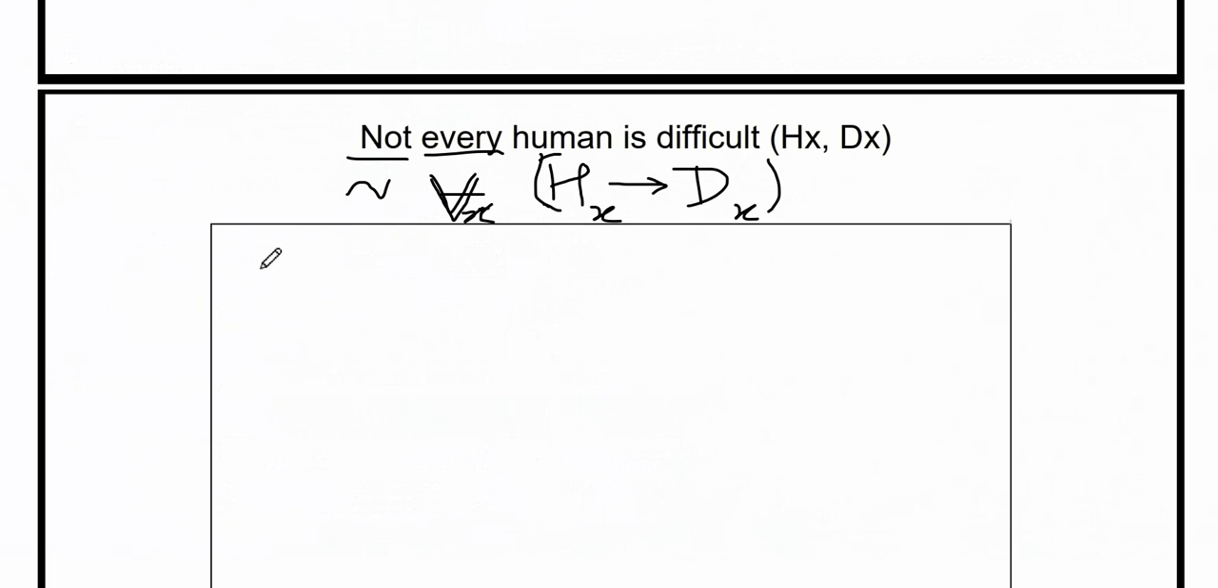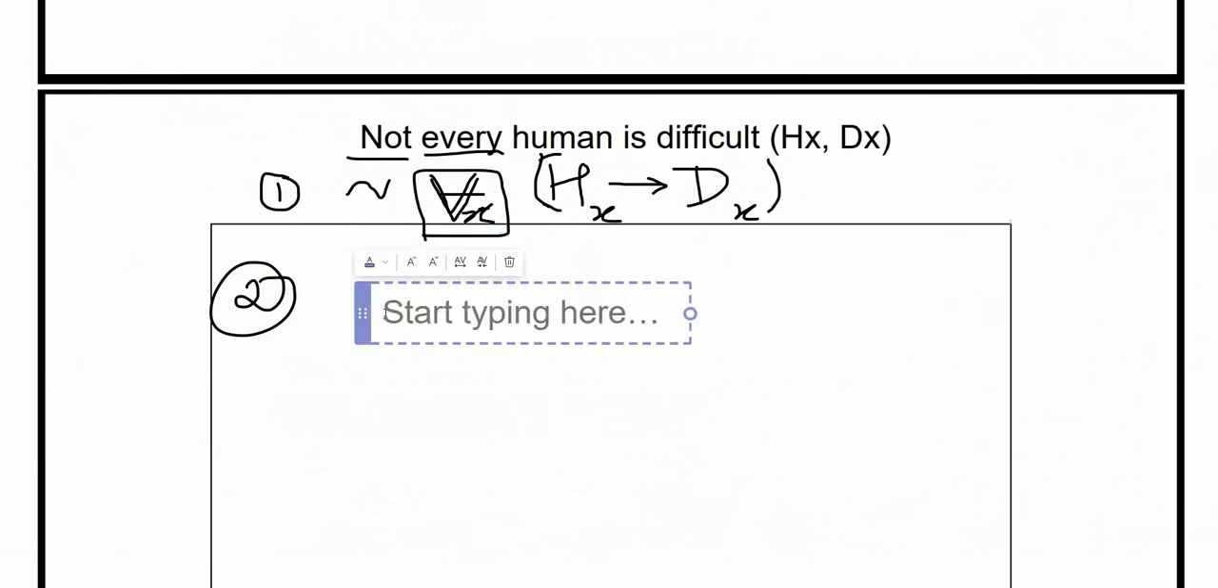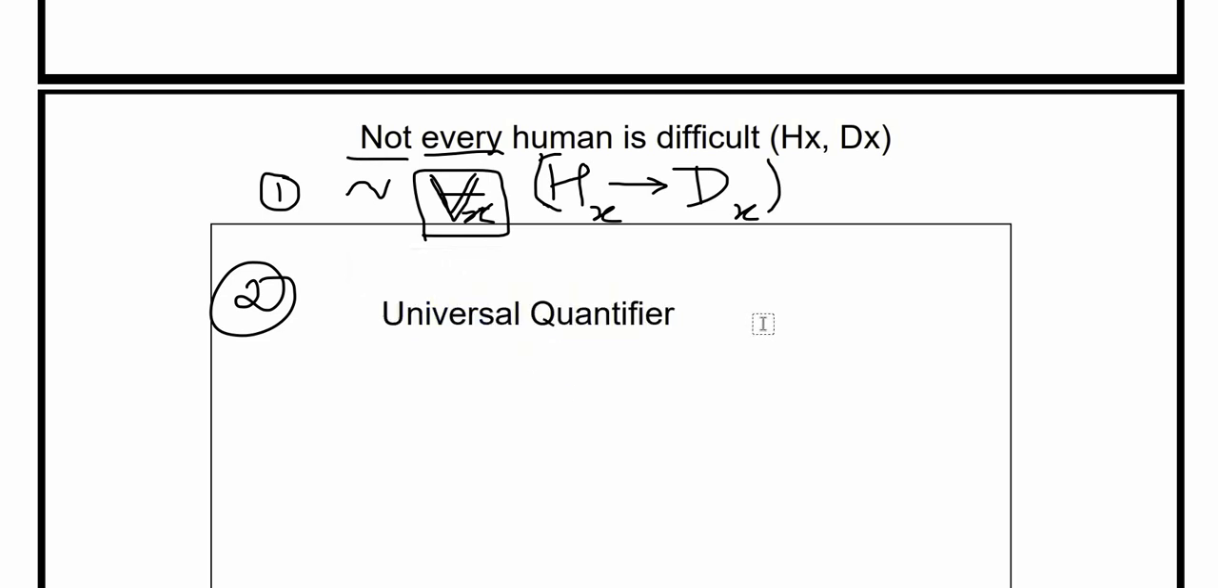So we have to state, this is the first part of symbolization. Second part is the type. So type is universal quantifier. Okay, because we are using the mirrored A symbol.